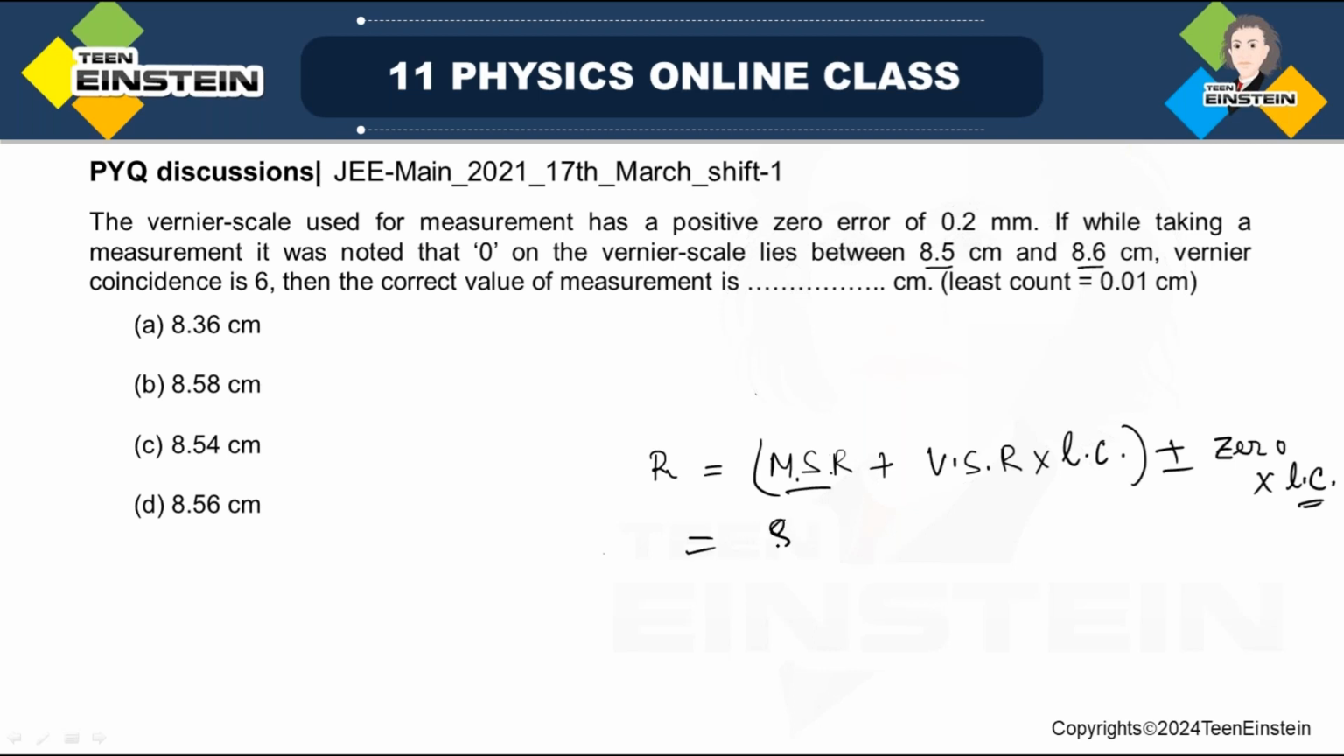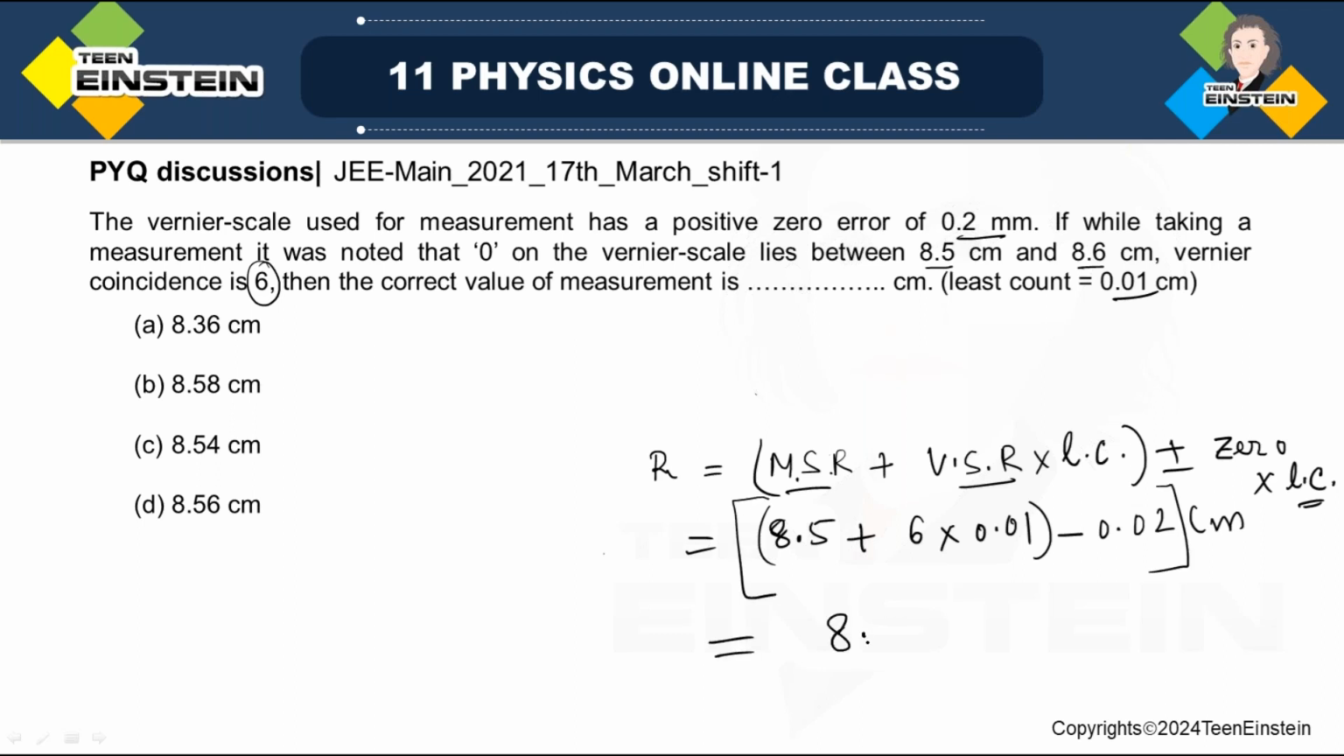Now I have got MSR. MSR is 8.5, this is in centimeter, right? Then vernier scale reading, see the coincidence is 6 and LC is 0.01 in centimeter. Then zero error, if it is positive, then I have to subtract it. This is in millimeter, so I have to write 0.02 in centimeter, right? The whole reading will be in centimeter. So this will give you 8.54 centimeter if you do this calculation.